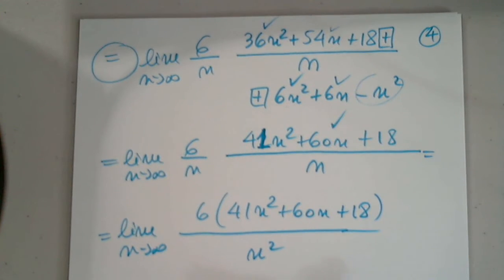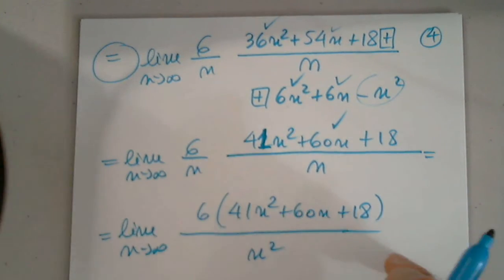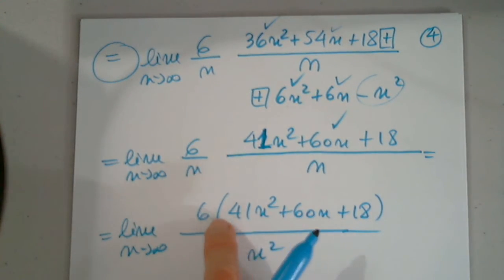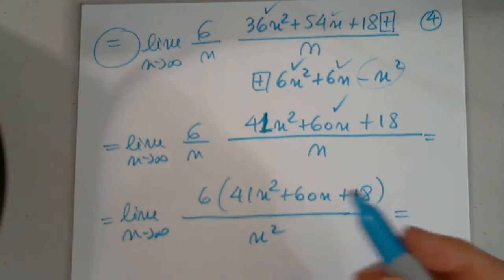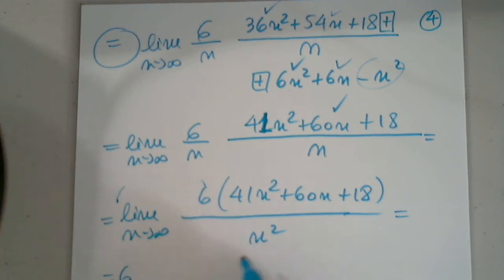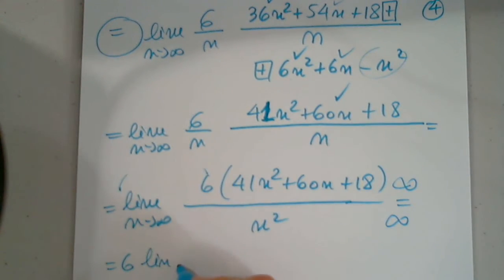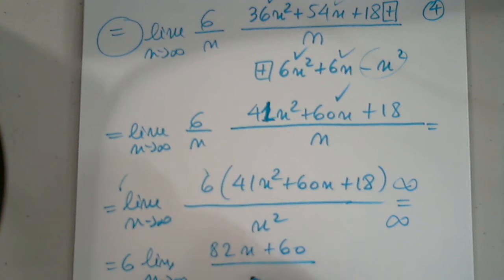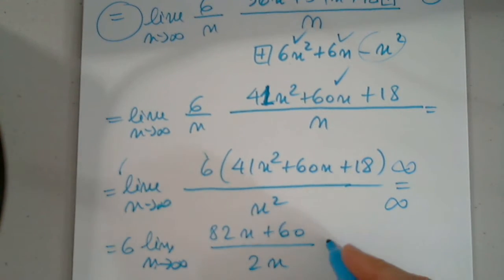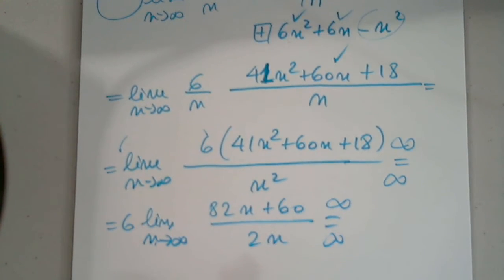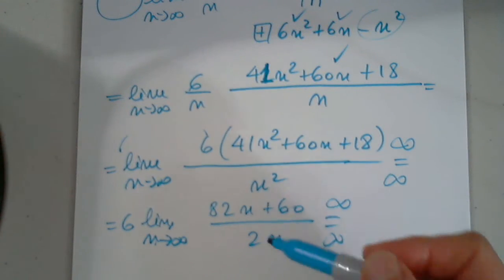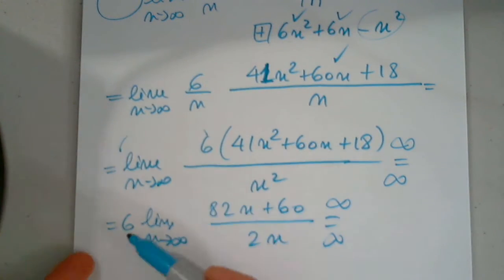If you remember this from pre-calculus, same degree over same degree when n approaches infinity is 6 times 41 over 1. You can say, no, I don't see it. You can put 6 in front and differentiate the top using L'Hopital's rule because we have infinity over infinity. So then we have 82n plus 60 divided by 2n. Again it is infinity over infinity. And the numerator will be 82, the denominator will be 2, so it's 41. 6 times 41.